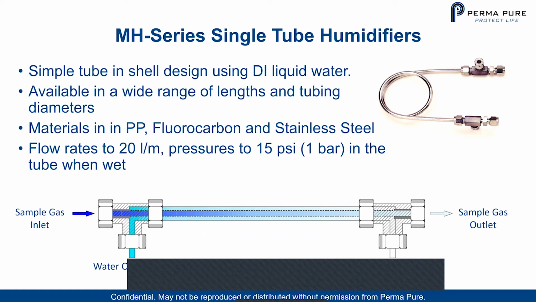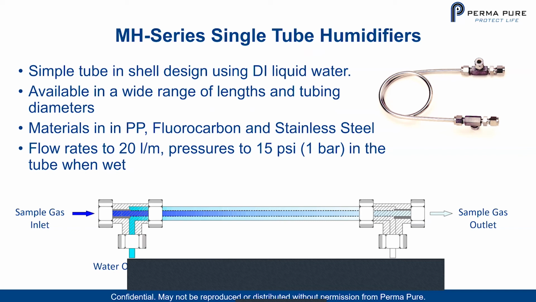And what they were finding is that the trace amounts of SO2 in the calibration gas were actually being dissolved by the miniature water droplets, the micro water droplets, on the inside of the tubing. We only recently discovered this, and it's something we want to point out in case people are looking to make measurements. So let's look at our MH series single tube humidifier.